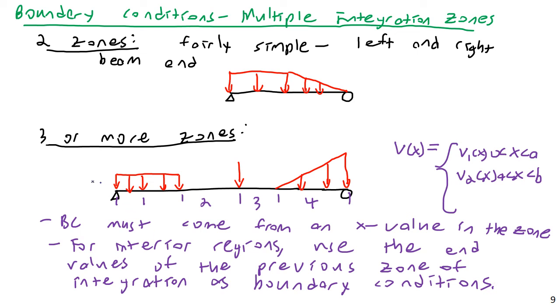In other words, I might get this entire function in zone one just by doing an integral of the load function here. And then if I need a boundary condition, I simply take the shear function I already have from this part, substitute in the appropriate x value, get a shear value, and plug that into the equation for here as a new boundary condition. And you just work your way down. It's fairly straightforward after that. So you just work your way down, and hopefully it isn't too bad.